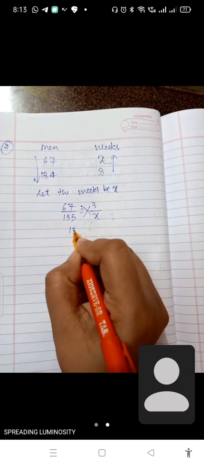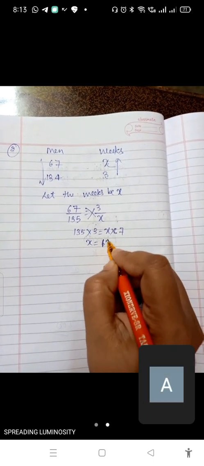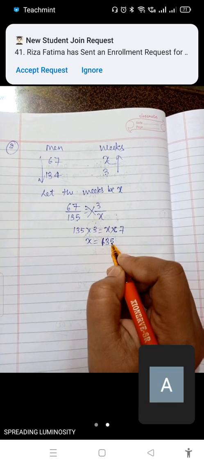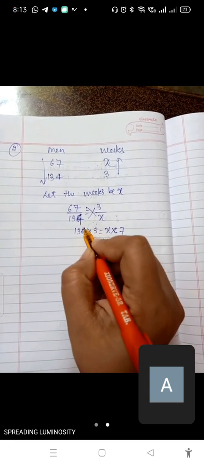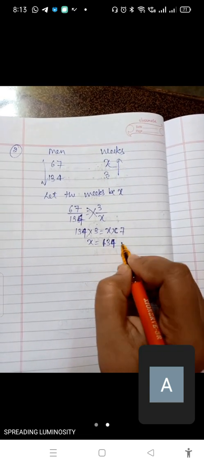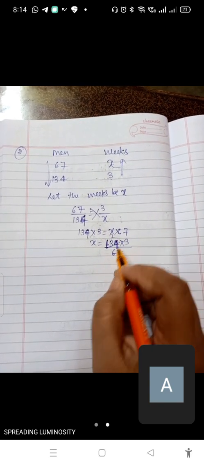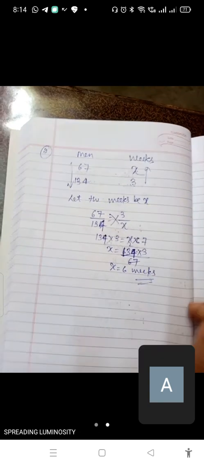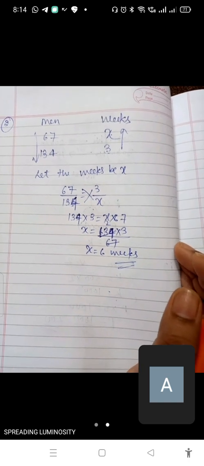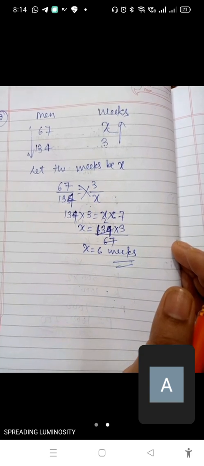By cross multiplication, 134 into 3 is equals to x into 67. So x is equals to 134 into 3 upon 67. 67 twice. So x is equals to 6 weeks. Is there any confusion?